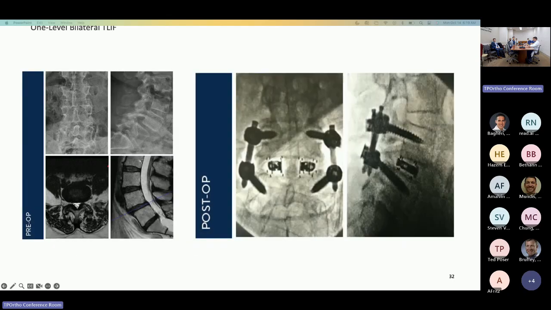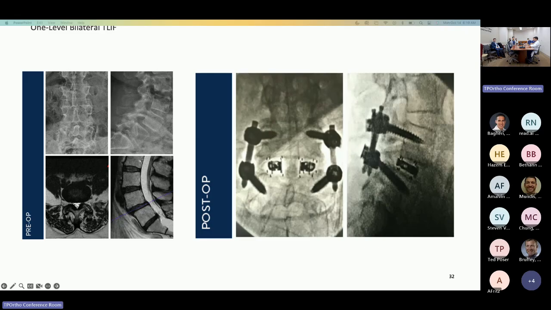And this is another case of a similar two cage approach done by one of my buddies out in Texas. But always an option to put in two grafts, right? There's no reason why you can't put two grafts in. If the patient just needs a TLIF and you're worried about their bone quality, there are a number of different ways to get around it.